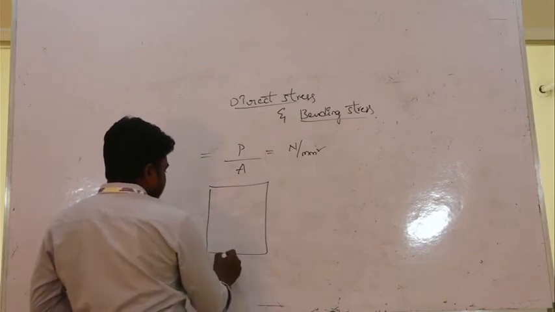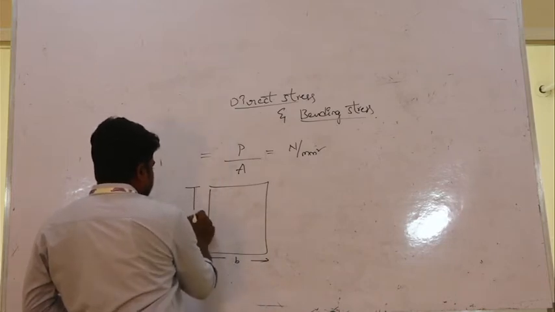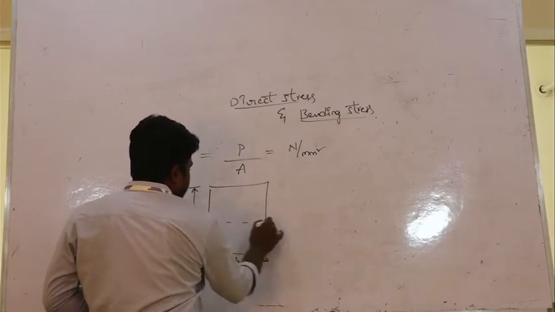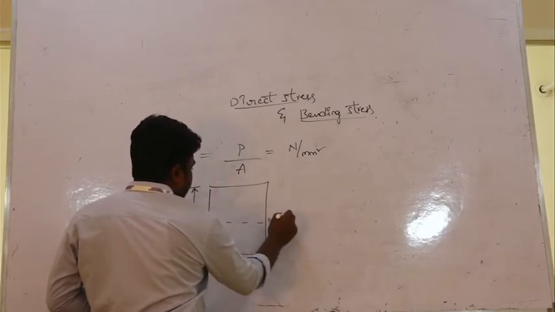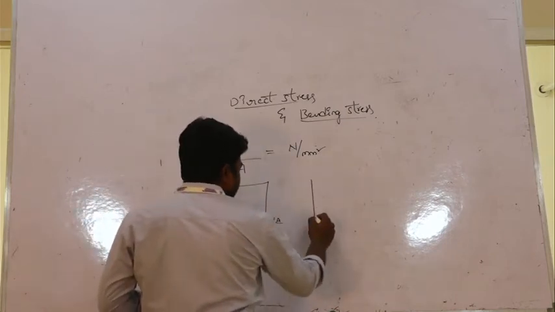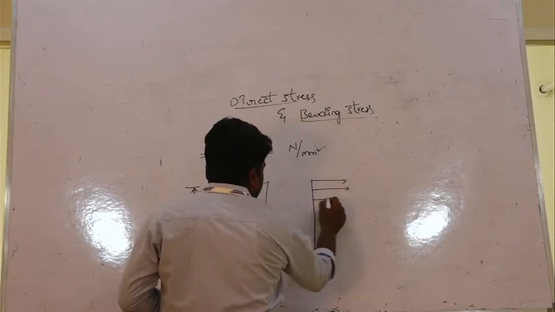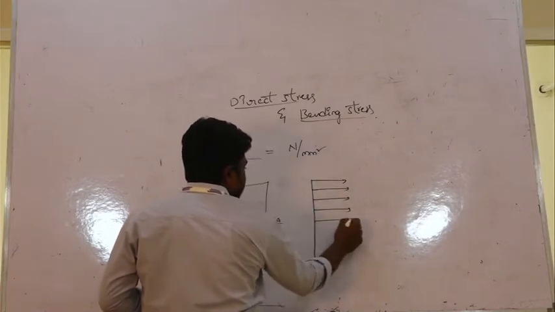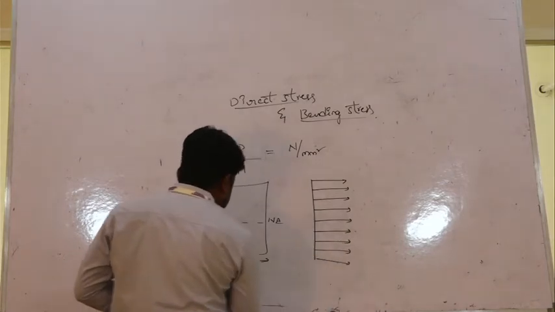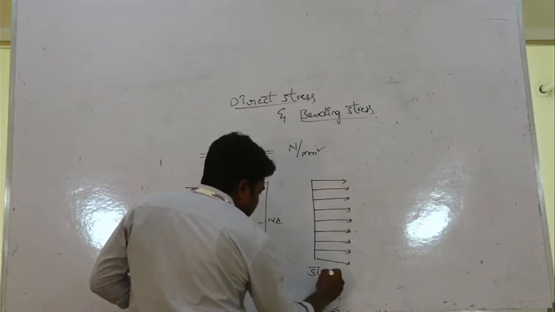The stress distribution of this direct stress: we take a simple symmetrical section, a rectangle section, breadth B and depth D. The neutral axis of this rectangle section is NA. The stress distribution of this rectangular section is uniform throughout the section. This is the cross section and this is the stress distribution.